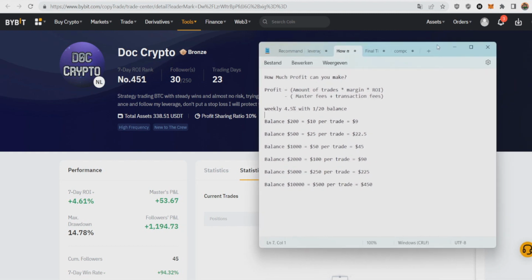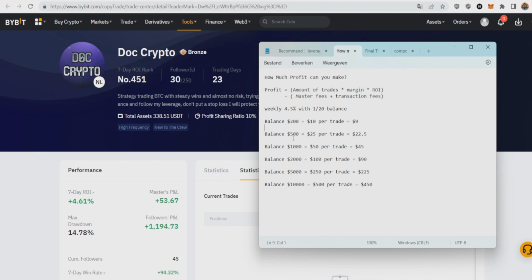It might not seem it at first, guys, but when you compound, it can make you a lot of money safely. So let's say you put 4.5% weekly, then with a balance of $200, you will make $9 in your first week. But don't worry, guys, we will compound that to more.